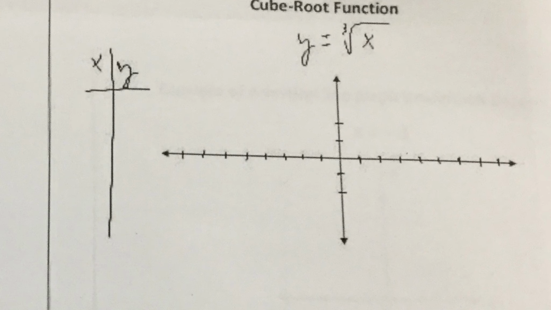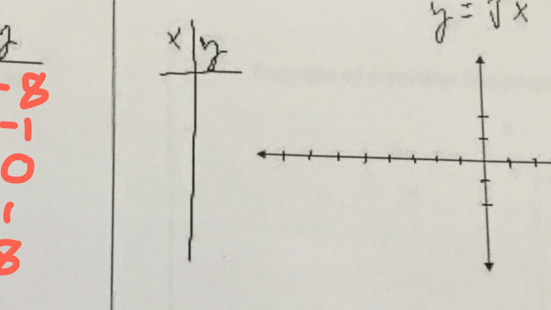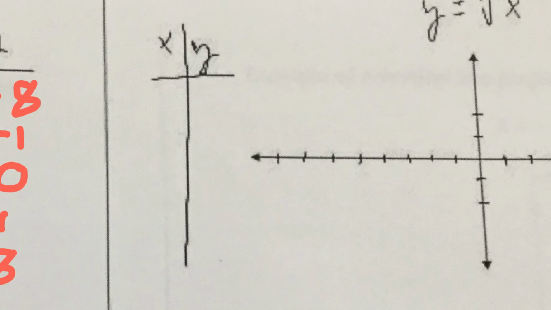So if you'll remember when we had the square root function, the x values we plugged in were perfect squares: 0, 1, 4, 9, 16. So now we're going to plug in perfect cubes to the cube root function because it gives us nice points to work with.